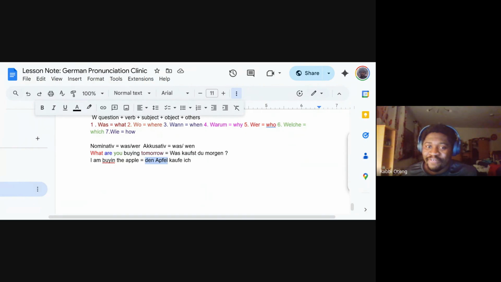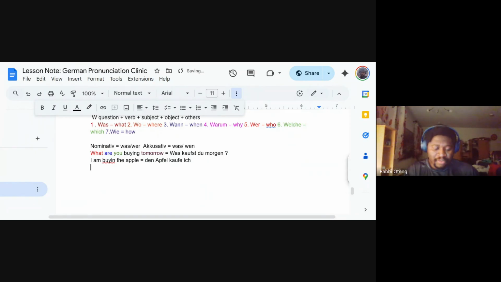So what are you buying? The apple, I am buying. So the apple here is the direct object, but its "was" will remain "was." It doesn't undergo any changes. But with "welche," which, and "wer," who, there is a change.